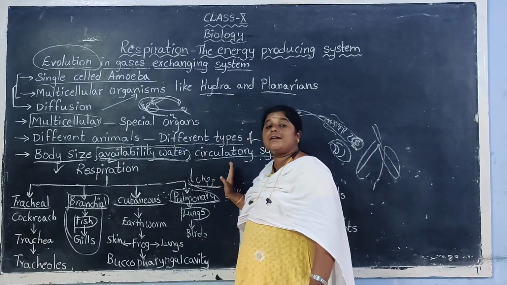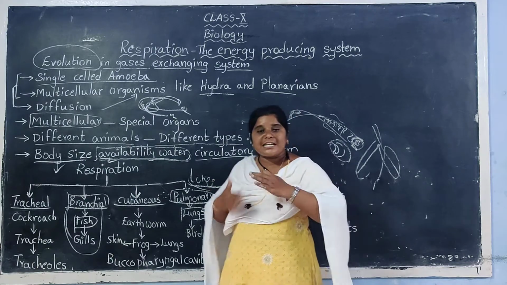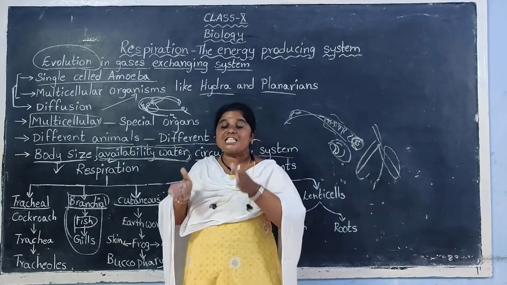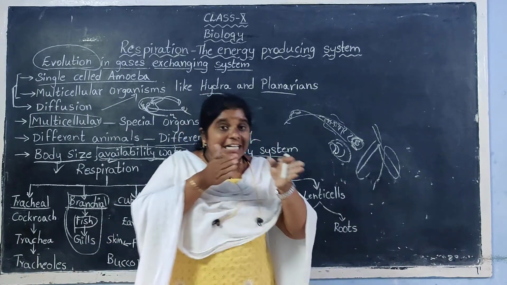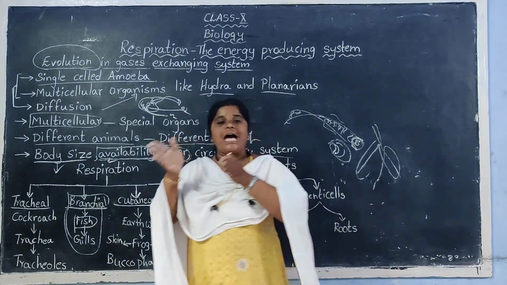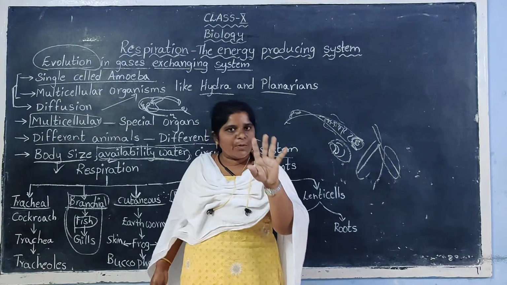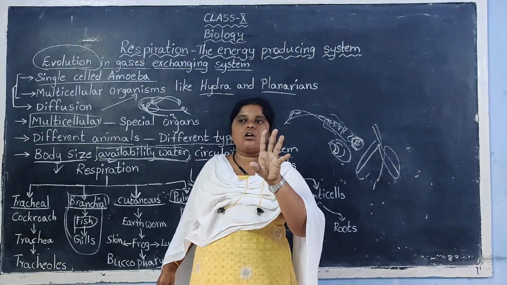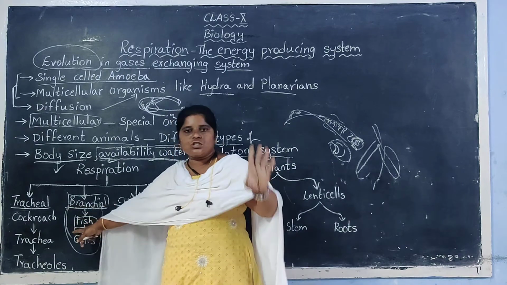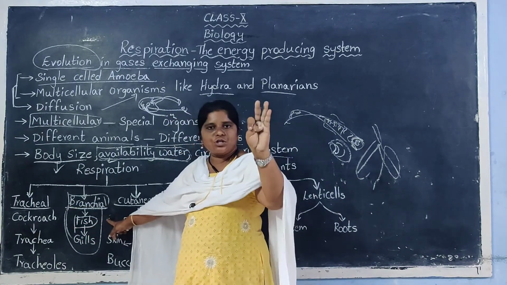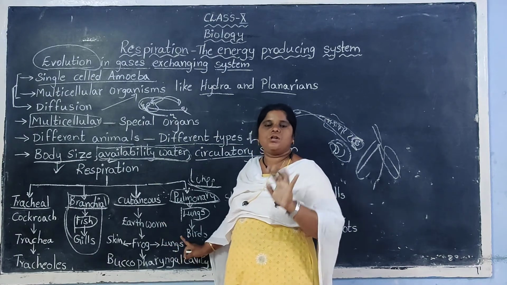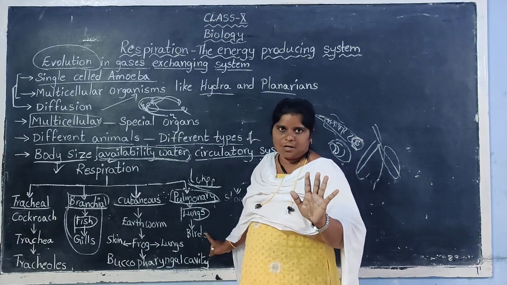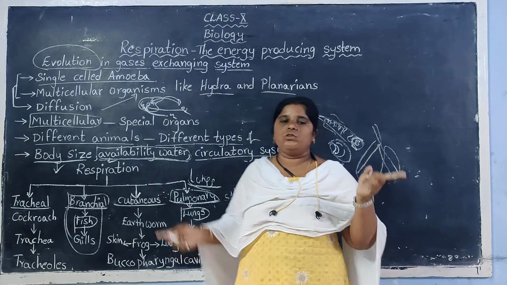based on the circulatory system, the respiratory system also changes. Respiration differs from one organism to another. So totally how many kinds of respiration? Four kinds. Tracheal respiration through trachea, bronchial respiration through gills, cutaneous respiration through skin, and pulmonary respiration through lungs. Okay? So meet you back in the next class with respiration in plants.